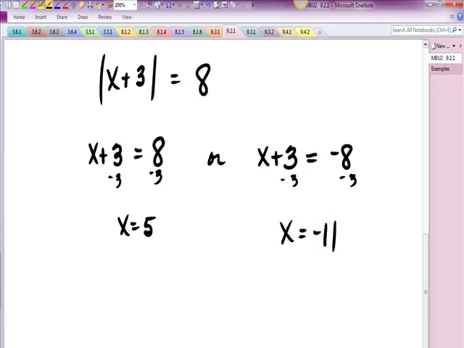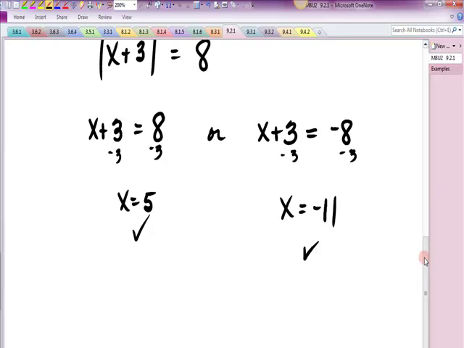Now you could check those. 5 plus 3 is 8, the absolute value of 8 is 8. That one checks. Negative 11 plus 3 is negative 8. The absolute value of negative 8 is 8. That one checks. I think in Math Lab it will probably have you separate the answers with a comma. So let's go see what our problems look like.